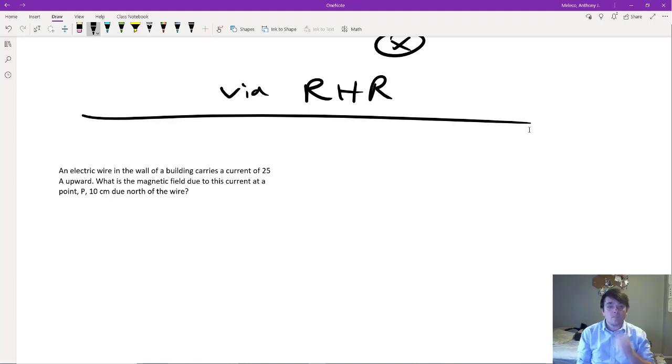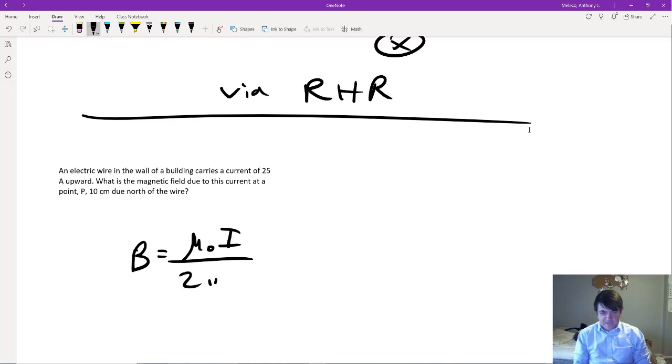Okay, so we have a wire that's carrying a current, and we just want the magnetic field from it a certain point away. If you remember, the equation we had for that was this equation, where mu naught is, again, the magnetic permeability. It's just the constant, similar to epsilon naught for the electric field. This is the current through the wire. 2 pi comes out when you're deriving it. And then R means a distance, 10 centimeters away in this case.